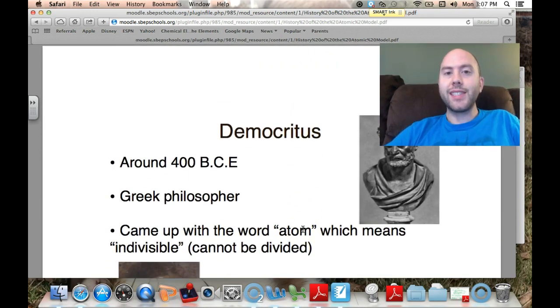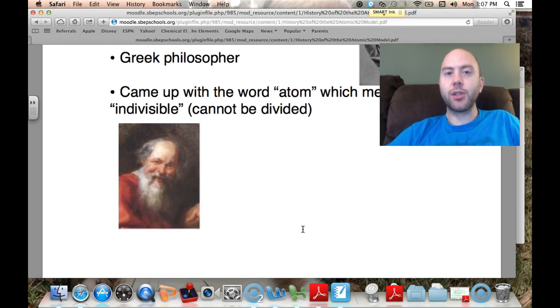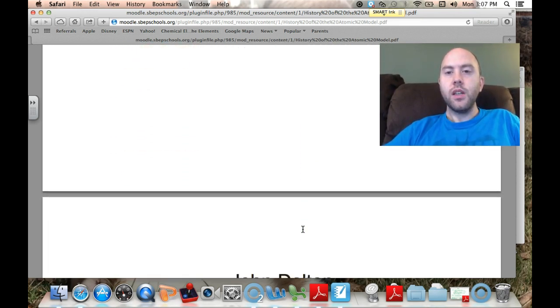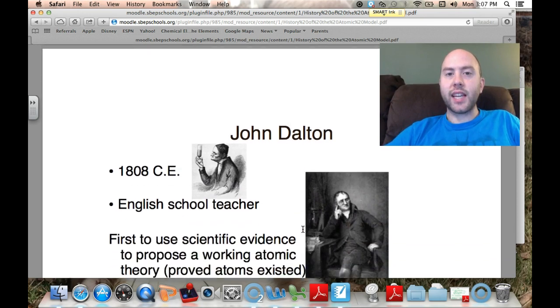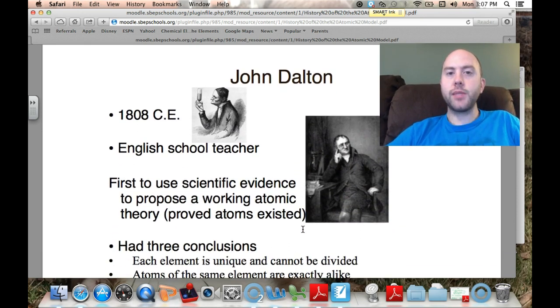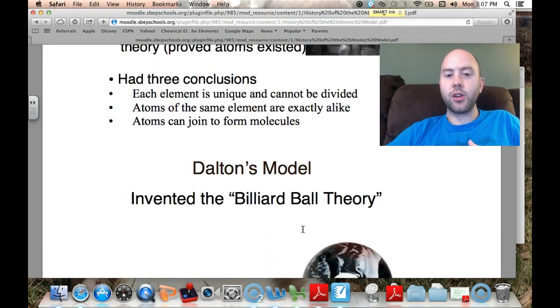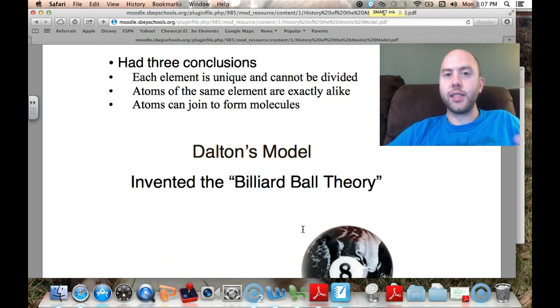So that's a very long lesson going all the way back to 400 BCE. Democritus comes up with the idea of the atom, says atoms are indivisible. Takes over 2,000 years to get technology for Dalton to prove atoms exist. He also says atoms are indivisible, but each element is different. If it's the same element, they look the same, meaning all gold looks like all gold, all oxygen looks like all oxygen. Atoms are indivisible, cannot be broken down. You cannot create or destroy new elements, but atoms can join together to make molecules.